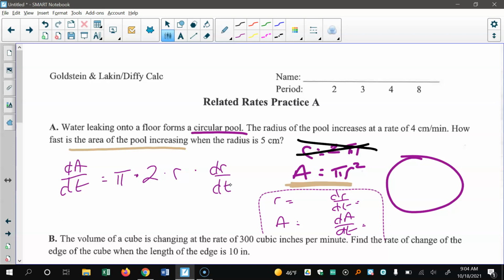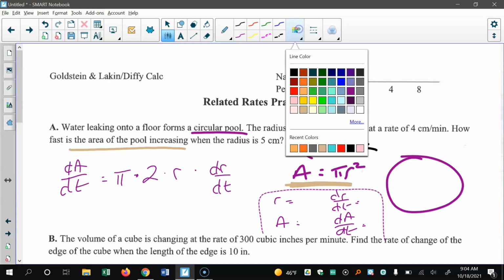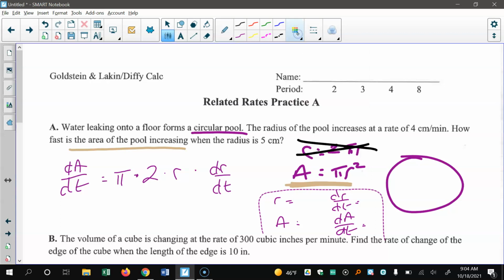Now I actually didn't set up the values because I'm kind of multitasking here. Okay, let's get some values. The first value I saw when reading through this problem is that the radius increases at a rate of 4 centimeters per minute. This has to be a d/dt, because it has minutes there. And it says the radius, so the radius is changing, which means it's dr/dt. dr/dt is going to be 4 centimeters per minute.